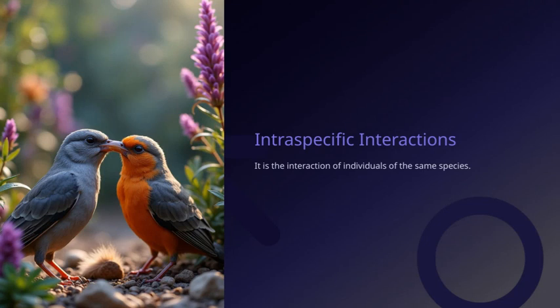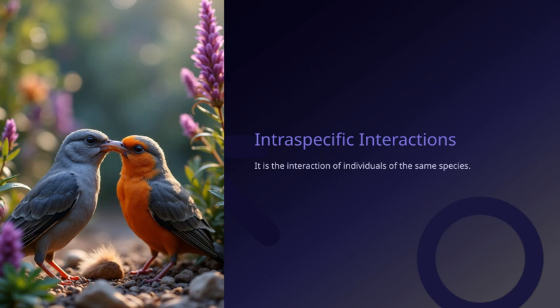So, on this slide, we're looking at the interaction of individuals of the same species, which is known as intraspecific interactions. These are the interactions that happen when members of the same species come into contact with each other. This can include a variety of behaviors, such as competition for resources, mates, or territory. It's important to understand that these interactions can be quite intense because they're all vying for the same limited resources, which can influence survival and reproductive success.